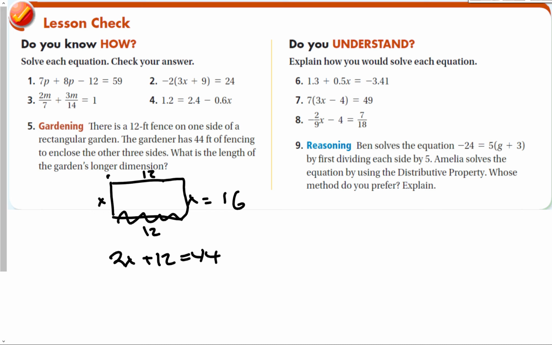Ben solves an equation, -24 is equal to 5g plus 3, by first dividing each side by 5. Amelia solves the equation by using the distributive property. Whose method do you prefer? Because these two are not divisible, I prefer Amelia's method. Okay. If they were divisible, if this was a 25, then Ben's method might be a little faster. Okay. So that was 2-3, solving multi-step equations.